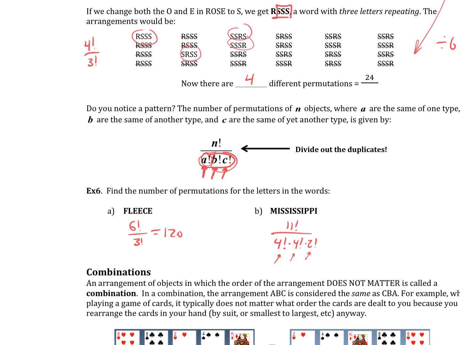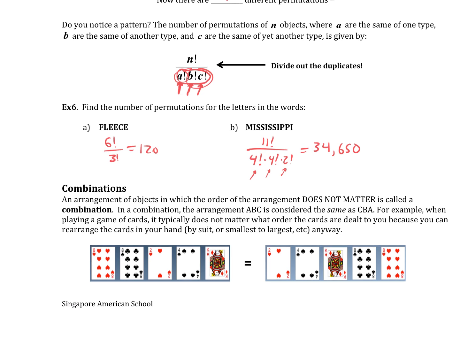So let me do this on the calculator. This is going to be kind of more to think about. My computer's freezing up. All right, so it's 11 factorial divided by 4 factorial times 4 factorial times 2 factorial, which is still a lot, 34,650.